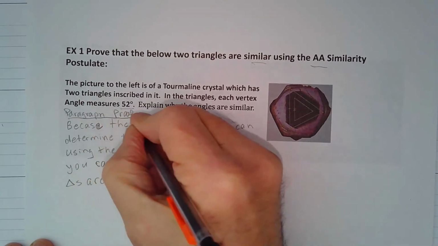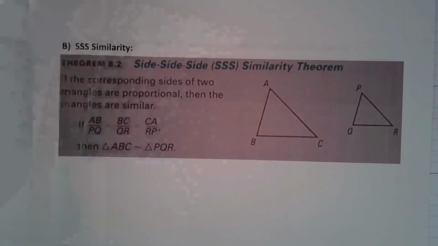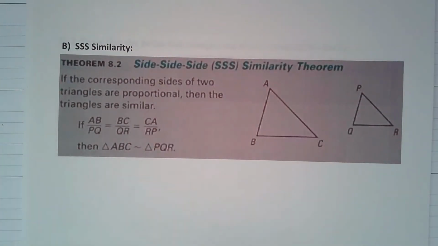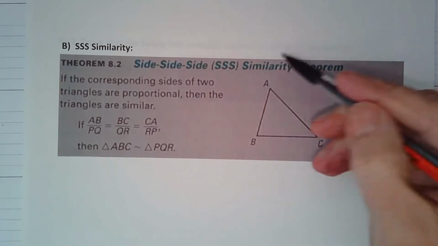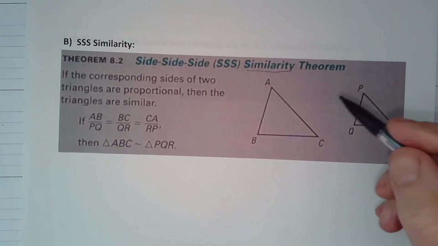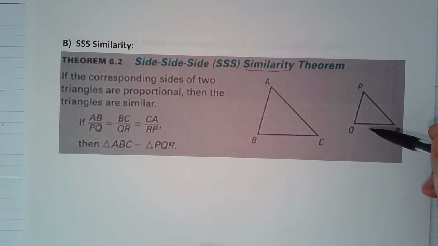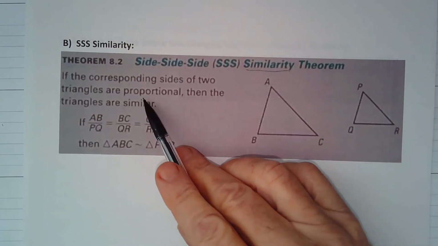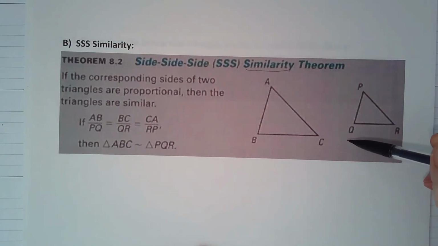Okay. All right. So we're doing proofs with this, and that's very common. When we're looking at these, we're proving, and we're going to do some identification too, but a lot of this is going to be proofs. All right. So this is the side-side-side similarity theorem. Again, similarity. These two triangles, ABC and PQR, are two different sizes. You can see that from here. It does say here, if the corresponding sides of the two triangles are proportional, then the triangles are similar.